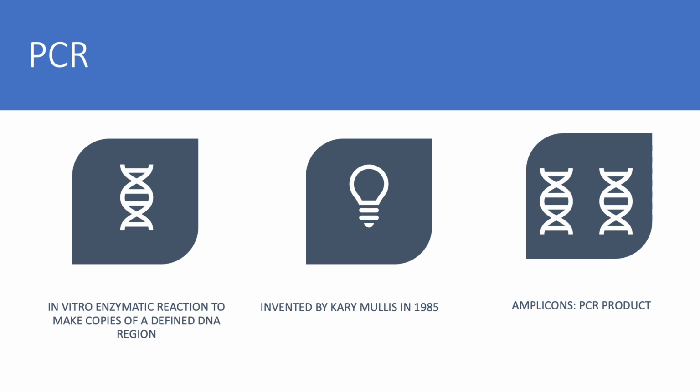Polymerase chain reaction, or PCR, is an important cytogenetic technique used to make millions and even billions of copies of a defined region of DNA in vitro. This technique was developed by Kary Mullis in 1985, and this invention was the reason why he received a Nobel Prize in the 1990s. Please remember that the amplified products after polymerase chain reaction are called amplicons.